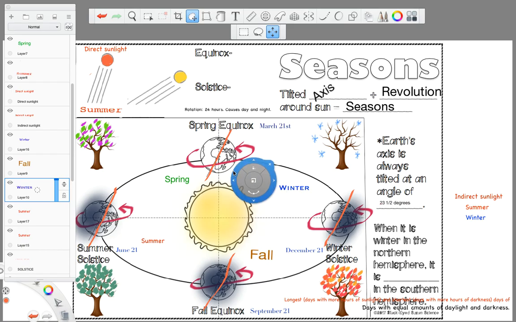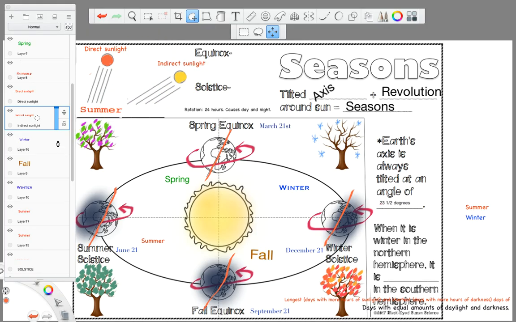So you can see here, my tilt still has not changed, but my Earth in the summer compared to my Earth in the winter, you should notice that the northern hemisphere here is facing towards the sun. But here, even though that tilt has not changed, that northern hemisphere is facing away from the sun. So we're getting now what we call indirect sunlight. And that's when the rays of the sun are hitting the earth like this. And that happens in the wintertime.